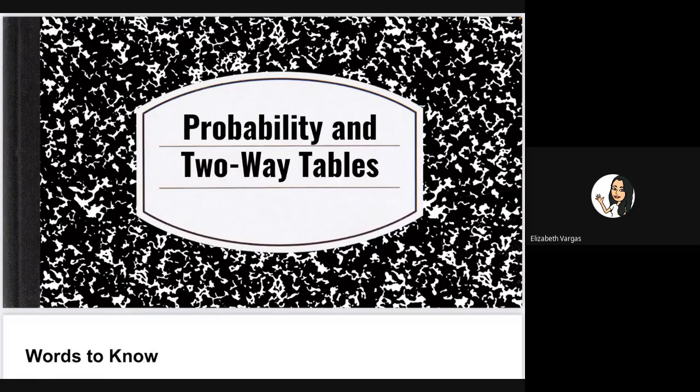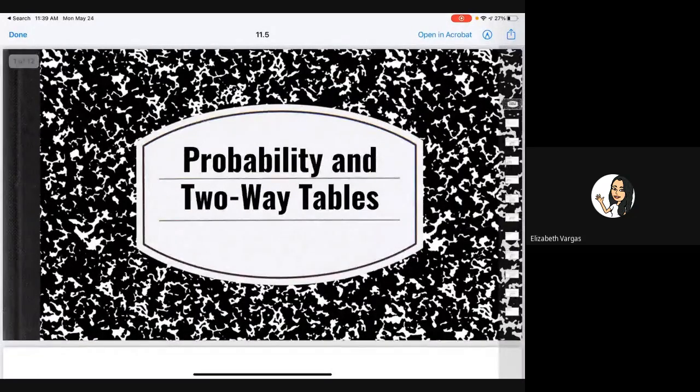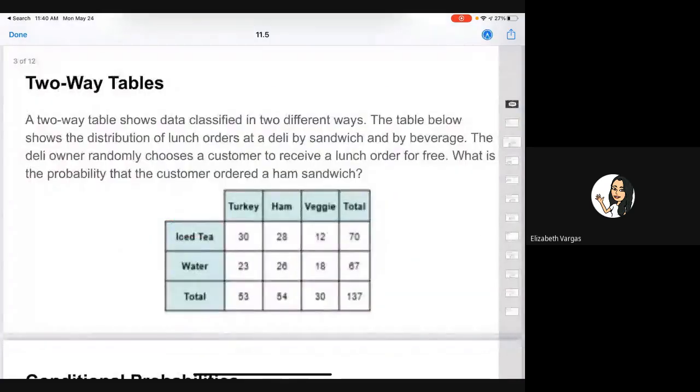Okay, so let's go ahead and go through today. We've looked at how to calculate probability. Basically, what we're going to look at today is how do you calculate probability when you're given those probabilities in a table. So here is an example.